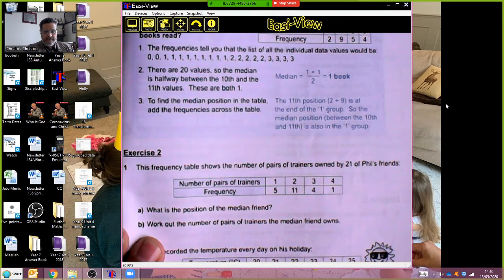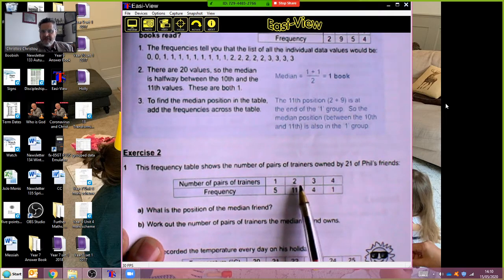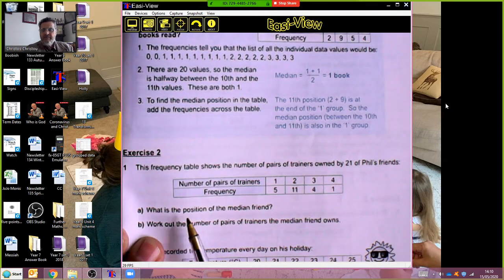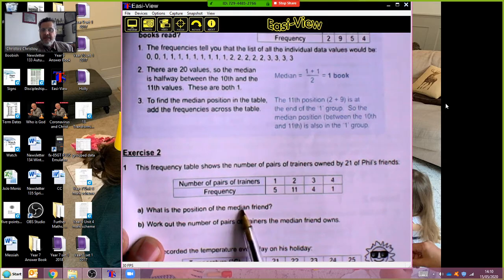So that's that. 5 of Phil's friends have got 1 pair of trainers. 11 of them have got 2 pairs of trainers, yeah? Have you understood the table generally? Does the table make sense to you? Yes. So one of Phil's friends has got 4. Okay, good. Now it's quite tricky. What is the position of the middle friend, the median friend? Now, how many friends do we have?